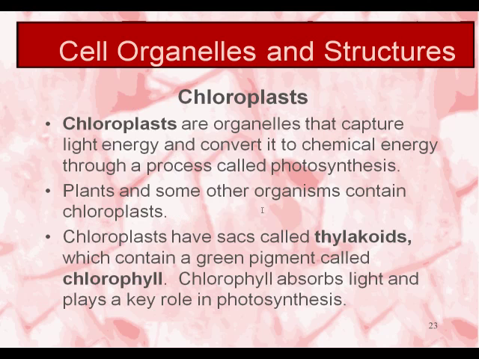Chloroplasts. Chloroplasts are organelles that capture light energy and convert it to chemical energy through a process called photosynthesis. Plants and some other organisms contain chloroplasts. Chloroplasts have sacs called thylakoids, which contain a green pigment called chlorophyll. Chlorophyll absorbs light and plays a key role in photosynthesis.